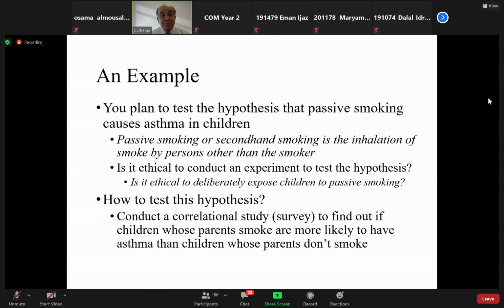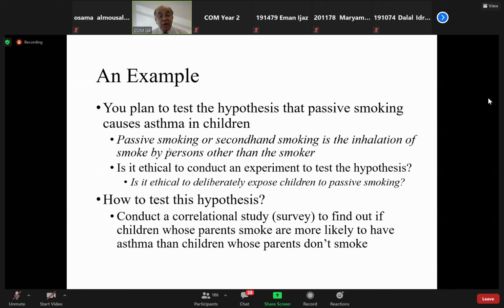An example. You plan to test the hypothesis that passive smoking causes asthma. Now this is my question. Remember, I'm saying here causes. I'm doing it in a clinical trial, but I'm using correlation. So correlation plus clinical trial, that's okay. But you cannot just run correlation and say it is cause. In this case, all I'm saying is I'm doing it within a clinical trial.